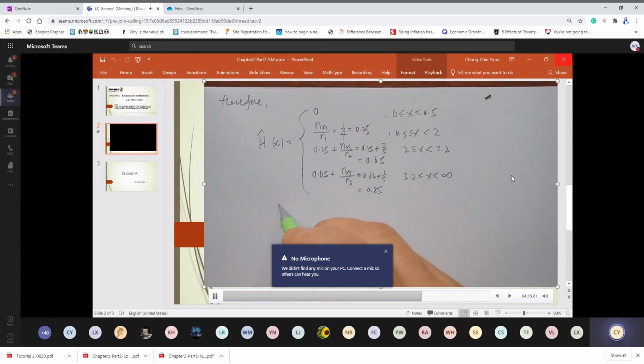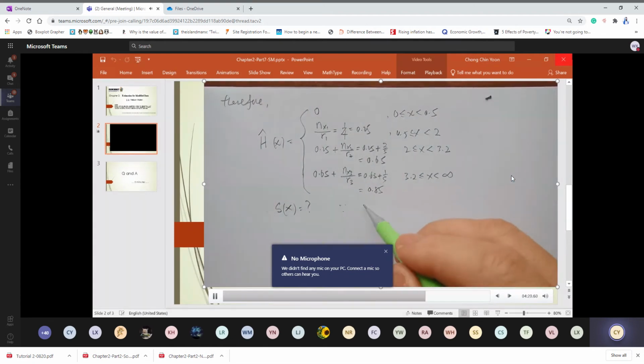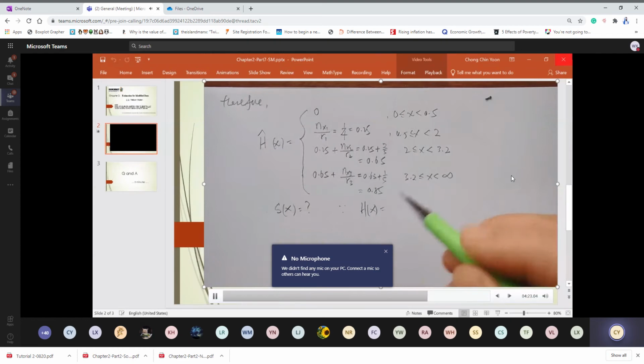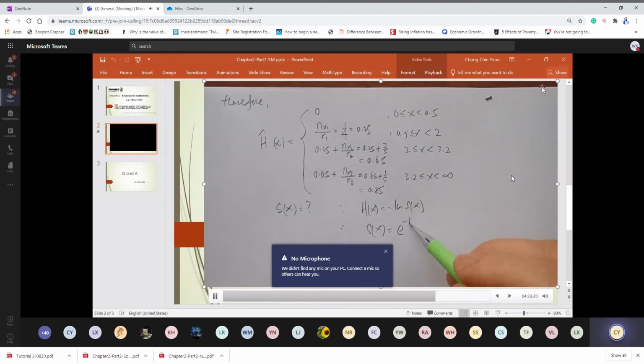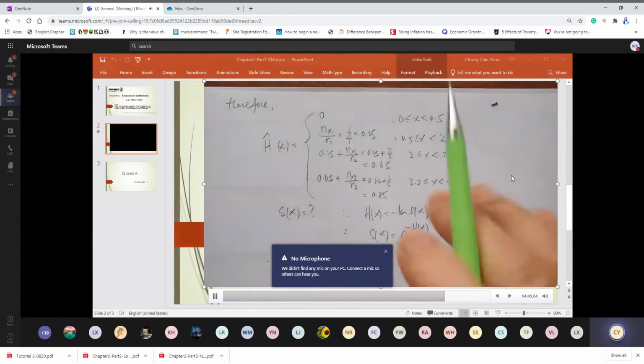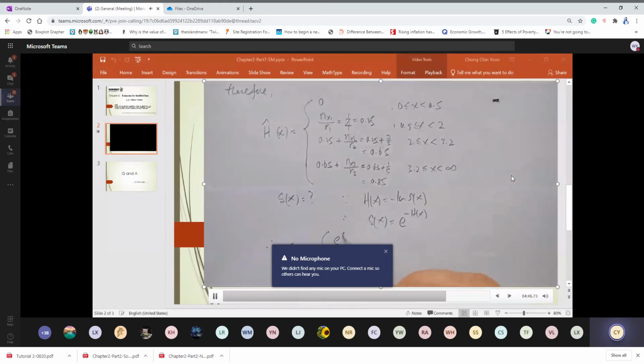So our aim actually is to find the survival. And we know that the cumulative hazard rate function is equal to negative log survival. So therefore, the survival actually is equal to e to the power of negative hazard rate function. So therefore, we can get the survival function by taking this e to the power of 0 for the first interval. That is 1.